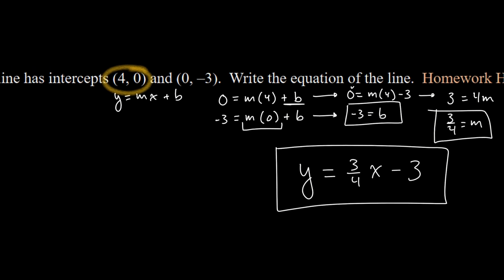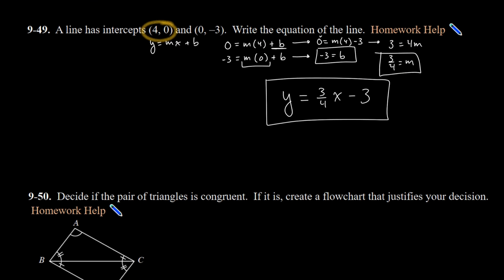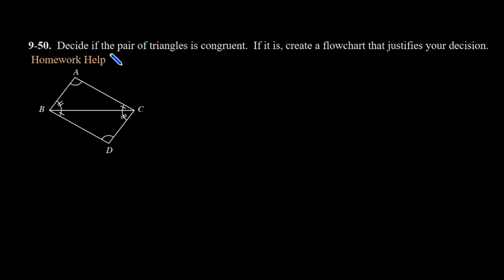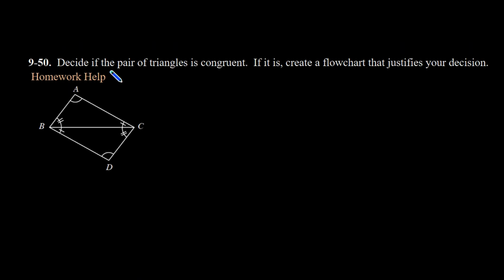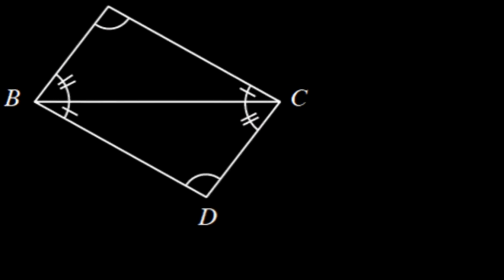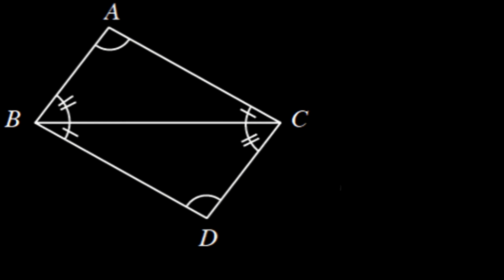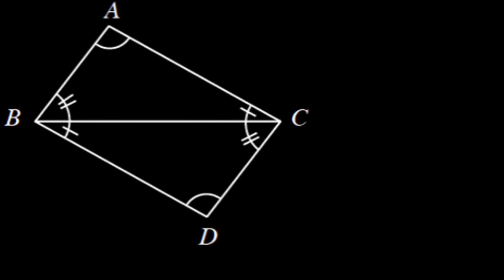All right, we're moving on now to question 50. And question 50 says, decide if the pair of triangles is congruent. If it is, create a flow chart that justifies your decision. So I'm looking at these, and I don't see them talking about parallel lines at all. But what I do see is that these two triangles do share this side, right? So I know that BC is congruent to BC by the reflexive property.